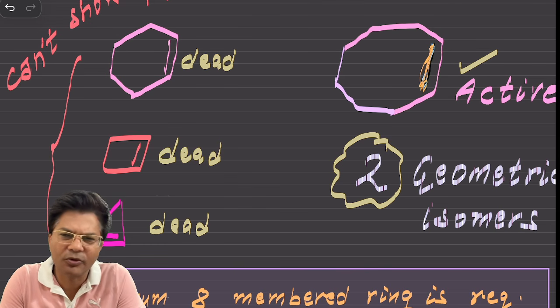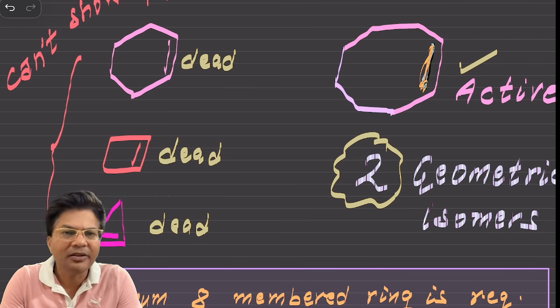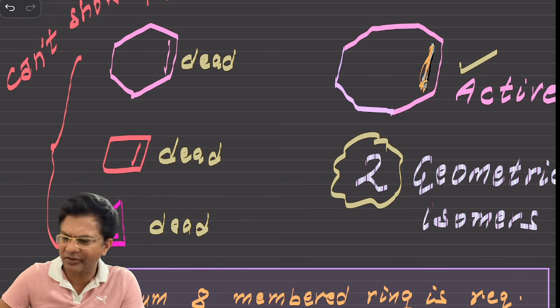What are you talking about, sir? We are not able to understand. Bhaiya, let me tell you that these compounds will always exist in cis form only. Why? How can you say such cis form?